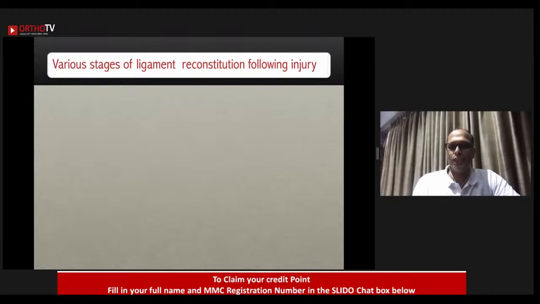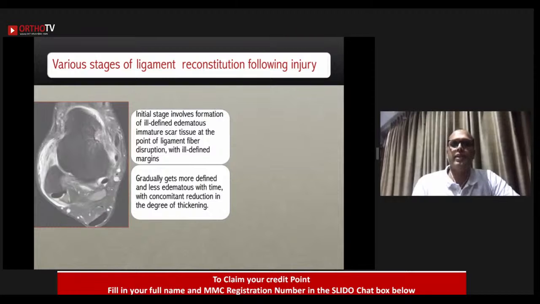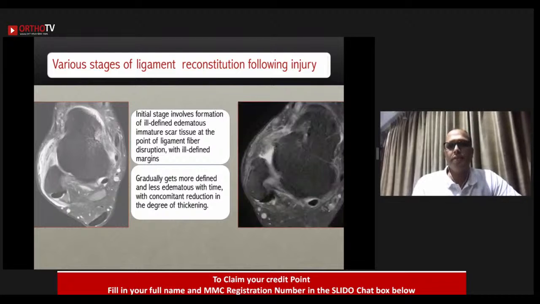As for the usual stages of ligament reconstitution, in the initial stage we will be seeing a lot of edema and a lot of hemorrhage, which would be masking a lot of ligament morphological information. The essential information is whether it is a complete thickness tear or a partial thickness tear, or just hemorrhage with an interstitial tear. So acute phase edema usually does not allow us to take a definitive call.